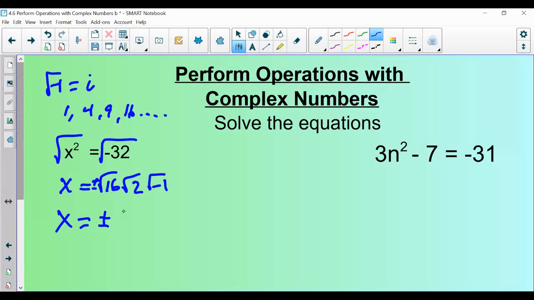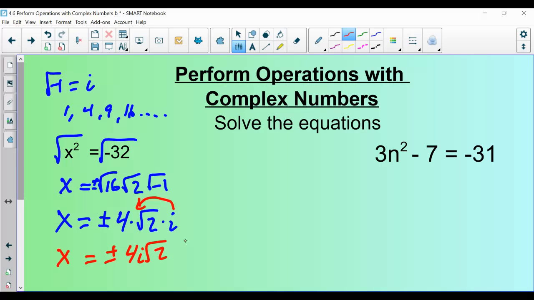We know the square root of 16 is 4. The square root of 2 cannot be simplified. And we know that the square root of negative 1 is actually i. So it would be 4 times the square root of 2 times i. Now, I told you guys this in the last lecture, but we don't like to write the i after the root sign. The reason for that is because it's like, well, is the i underneath the root or not? So we like to put the i right there. So it would be x is equal to plus or minus 4i root 2. And that would be your answer.